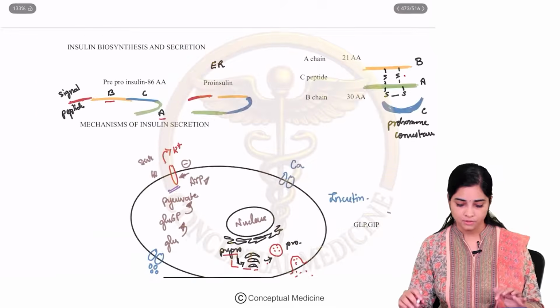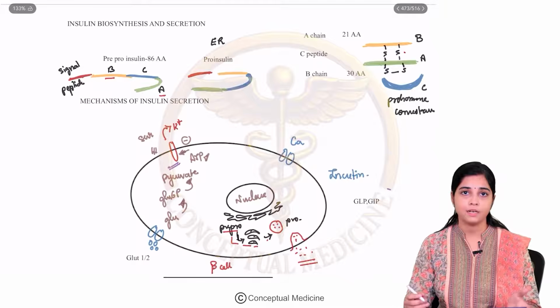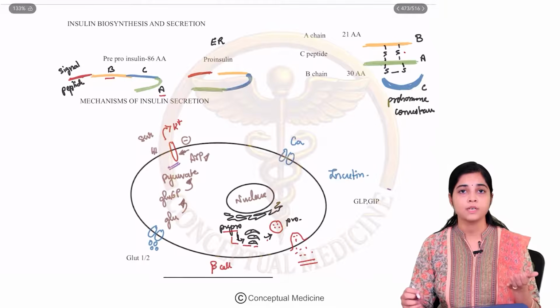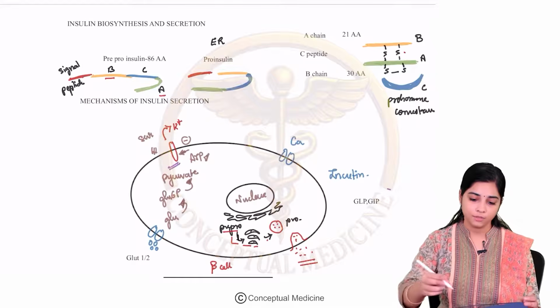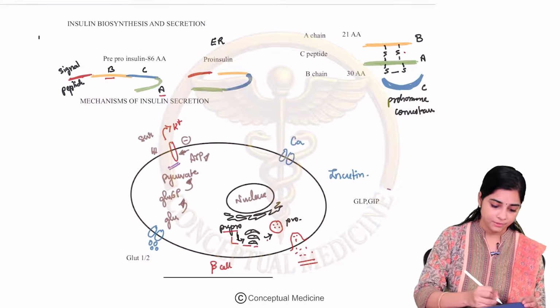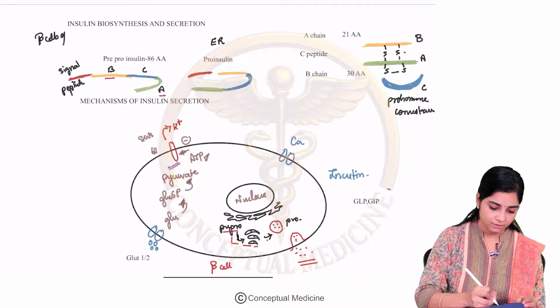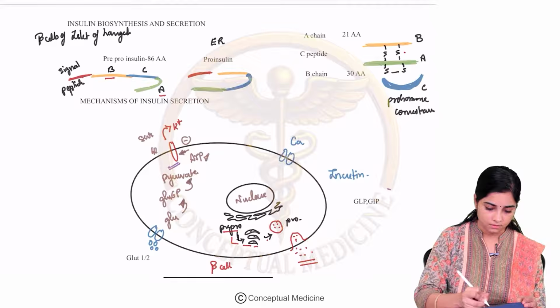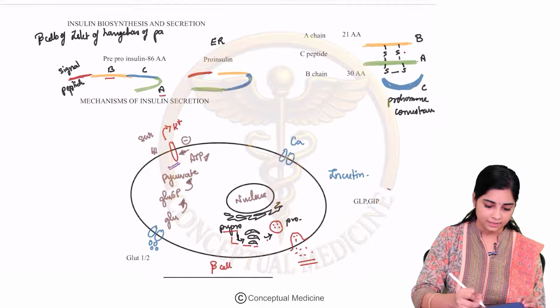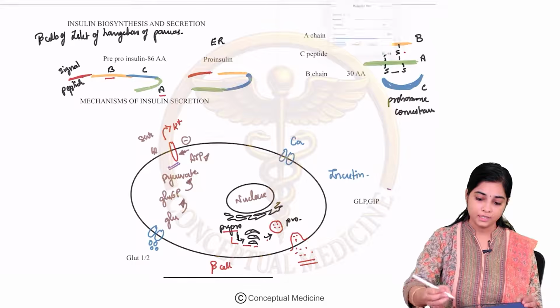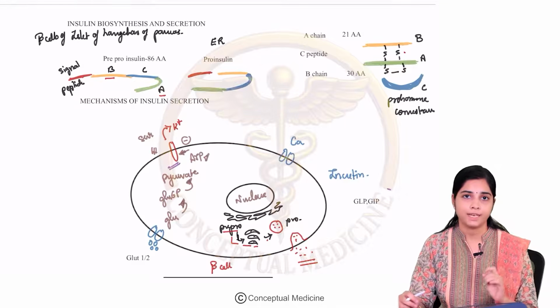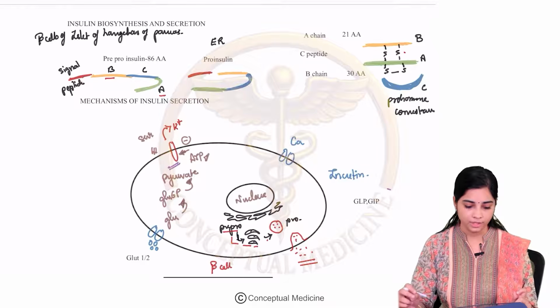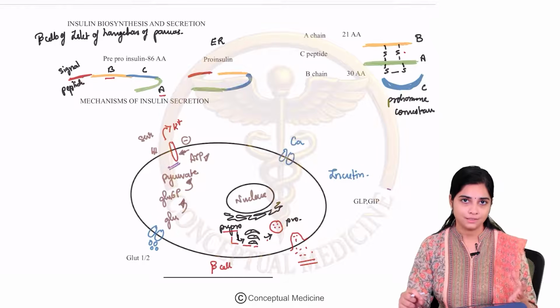Now let us move forward. So now let us understand how this molecule insulin is produced and how it acts. Insulin is basically a molecule produced from where? It is produced from the beta cells of the islet of Langerhans of the pancreas. Okay, fine. So how is this synthesized?